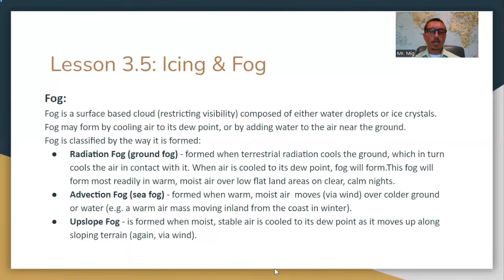But anyway, upslope fog. This is going to be in mountainous areas. It's formed when moist, stable air is cooled to its dew point as it moves up a long sloping terrain like a mountain. So the air is moving up the mountain, it gets cooled to its dew point, and it creates fog. Sometimes when you're driving in the mountains, you'll see that cloud hanging out at the top of the mountain. That's upslope fog.